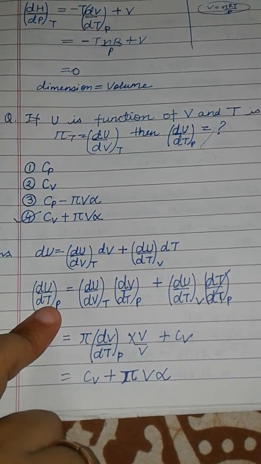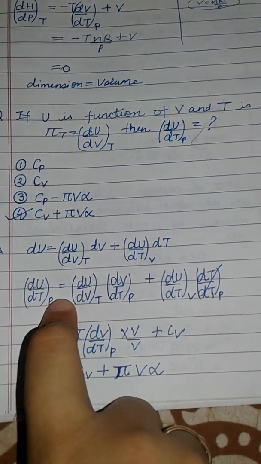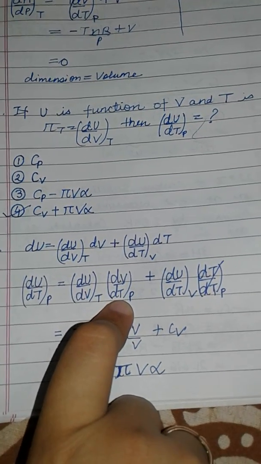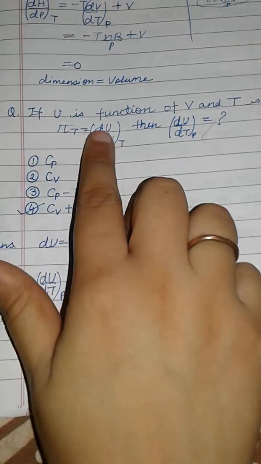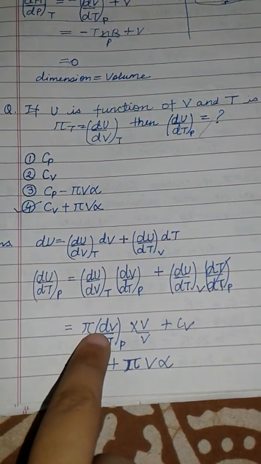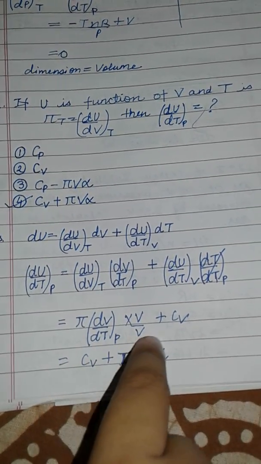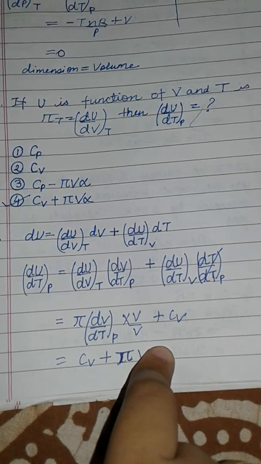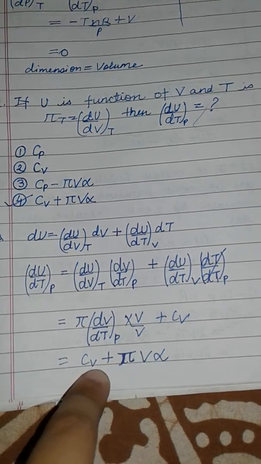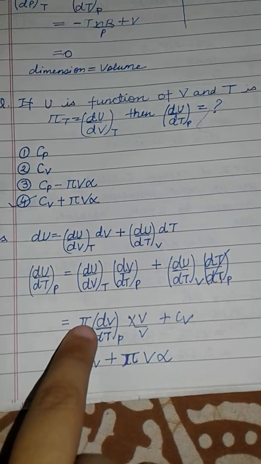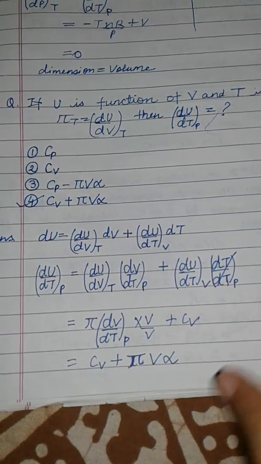If we have to find out dU/dT at constant P, on both sides we differentiate with respect to dT at constant P, this equation. Then it will become, since pi is equal to dU/dV at constant T, put the value of pi, and then this will remain the same, and this will cancel out, and this will become Cv. Now divide and multiply by V, so we'll get pi V alpha, and Cv plus pi V alpha.